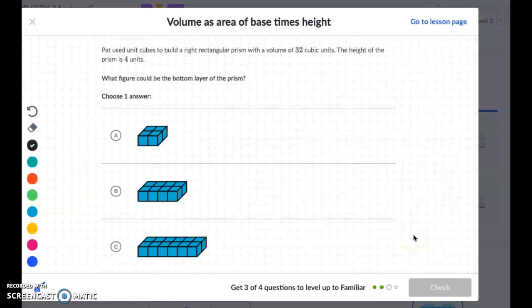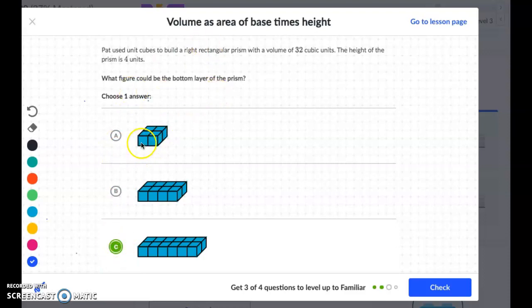Pat used unit cubes to build a rectangular prism with a volume of 32 cubic units. The height of the prism is 4. So what figure could be the bottom layer of the prism? So we know that the height is 4. Okay, so I don't think I can write on multiple choice. Nope, so I'm going to kind of get rid of that. Okay, so ignore my bubble here. I didn't mean to fill that in. I was trying to see if I could write.